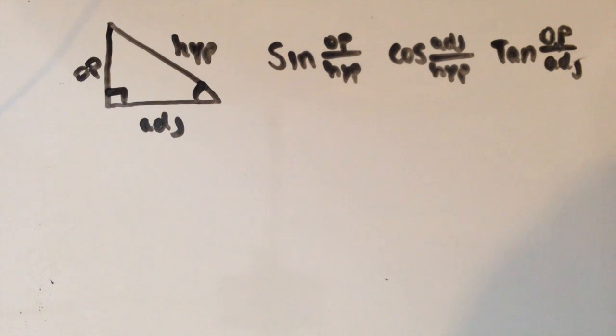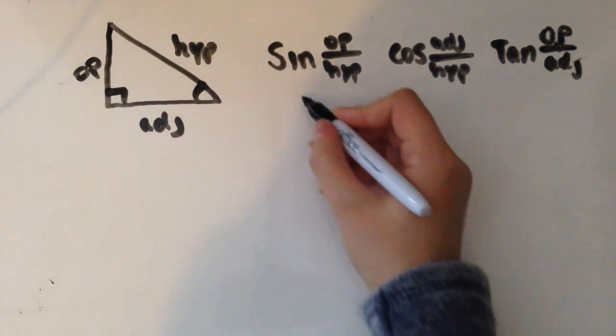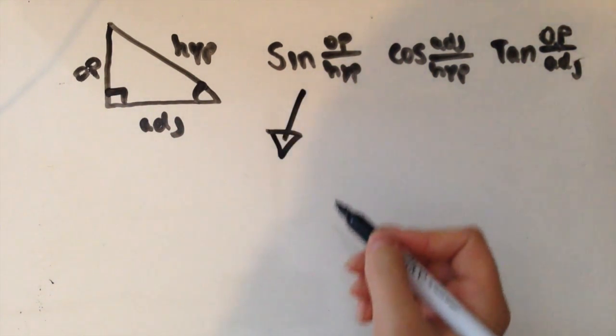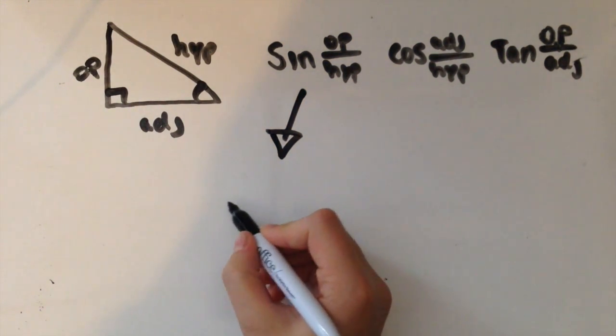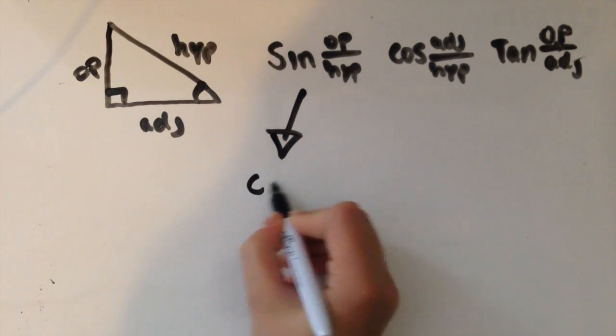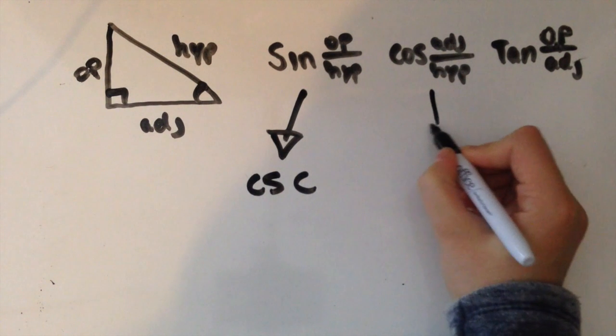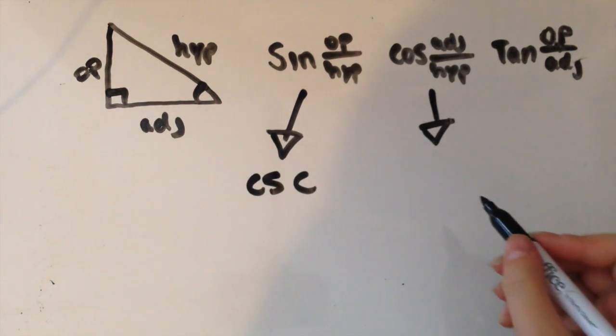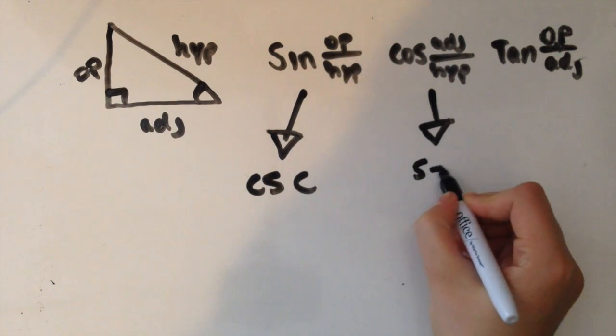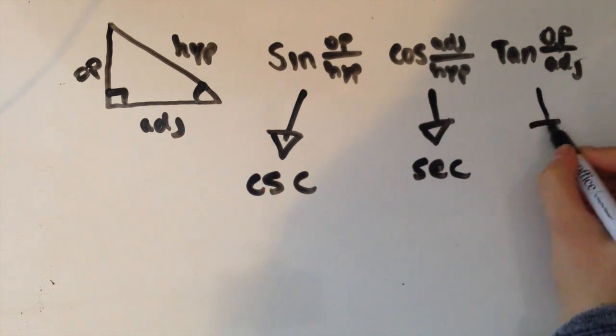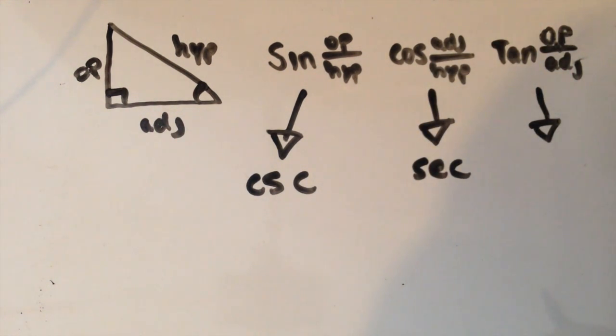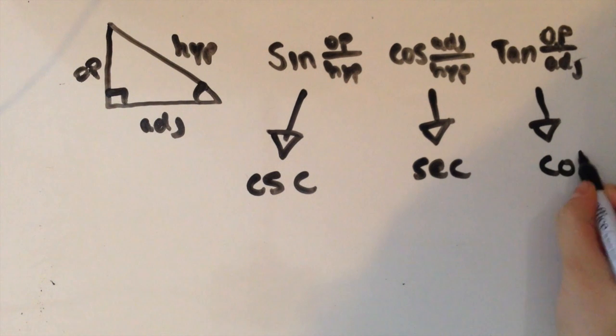Now that you know your first three trigonometric ratios, I'm going to teach you three more. And they actually happen to all relate to the first three. The first new one, which is based off of sine, is cosecant, also known as CSC. The second one, based off of cosine, is secant. And the third one, which is based off of tangent, is cotangent.